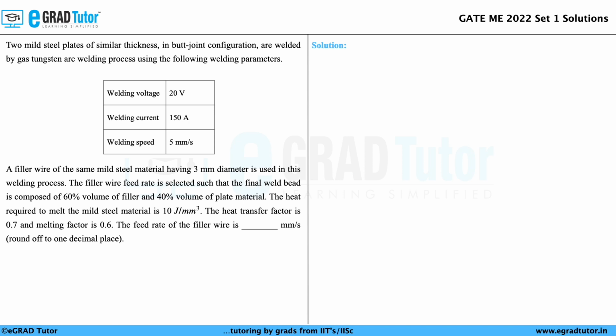The filler wire feed rate is selected such that the final weld bead is composed of 60% volume of filler and 40% volume of plate material. The heat required to melt the mild steel material is 10 joules per mm cube. The heat transfer factor is 0.7 and melting factor is 0.6. The feed rate of the filler wire is.